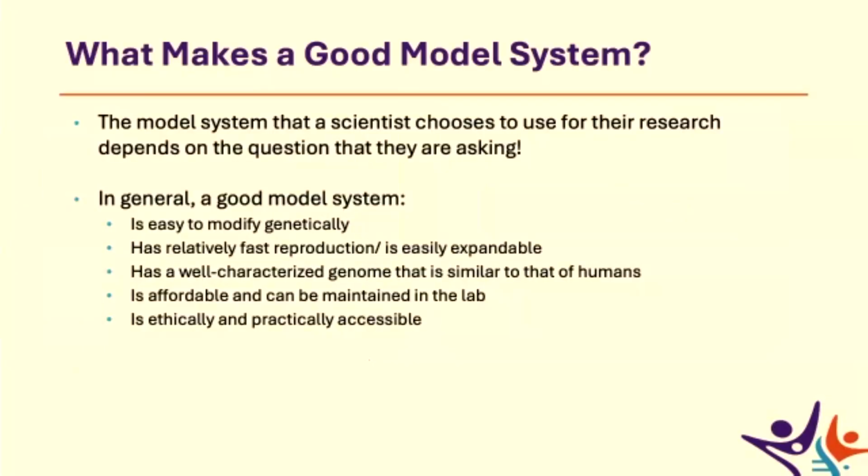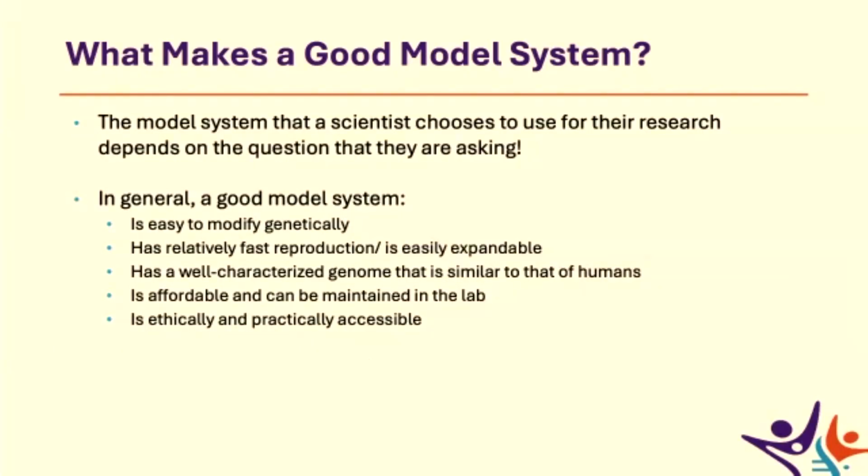Now, the model system that a scientist decides to use for their research really depends on the question that they're trying to address. But just in general, a good model system tends to be easily modifiable genetically. This means that we can manipulate the genes, we can turn them on and turn them off, we can break them, we can overexpress them in the system.